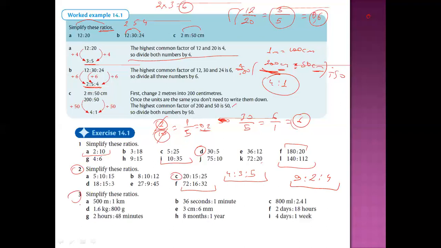And the last one I want to show you, because there we have different units. For example, let's start with the first example. 500 meters ratio to 1 kilometer. First of all, we should change our units. 1 kilometer is equal to how many meters? Of course, 1000 meters. So 500 and 1000 meters. So the ratio is 1 to 2. We can simplify by 500 and we will get 1 to 2.